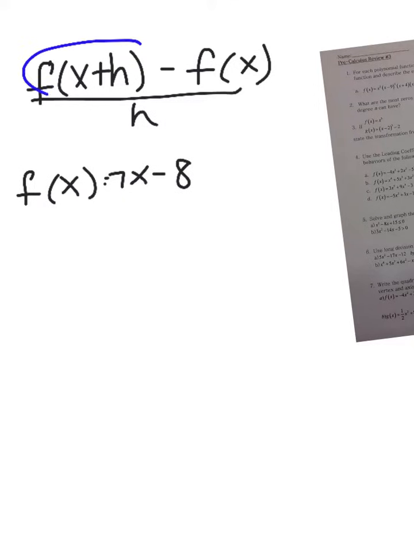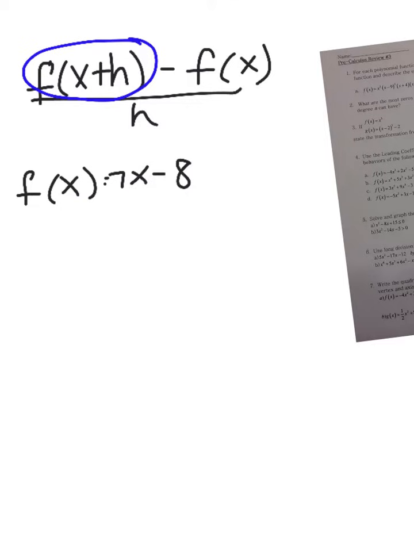Okay, let's take a look at number 5, which is the difference quotient. So here is the difference quotient: f of x plus h minus f of x all over h. Remember, that's the formula. You're just going to follow the formula. This is the function that we're using: f of x equals 7x minus 8. So we're going to start with this.